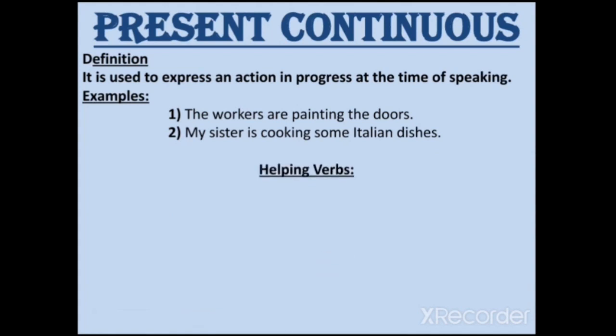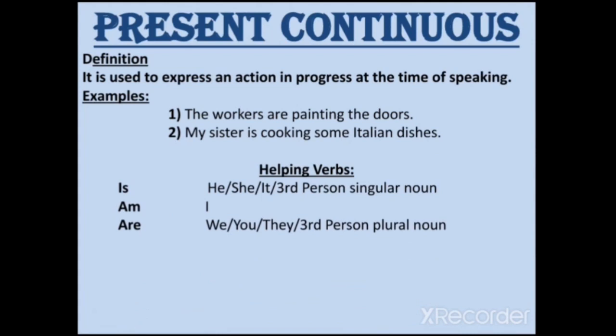So here come the helping verbs of present continuous. Basically we have three helping verbs of present continuous. First is "is", and we use it with he, she, it, and third person singular. The helping verb "am" is used for the subject I, and for plural and second person we use "are".